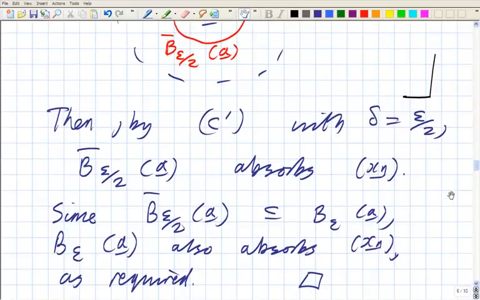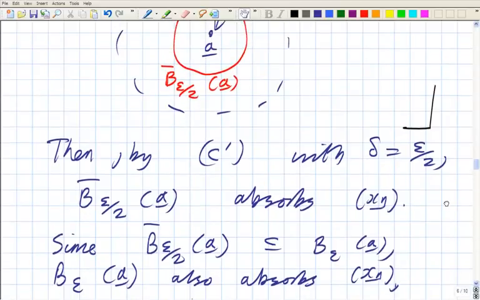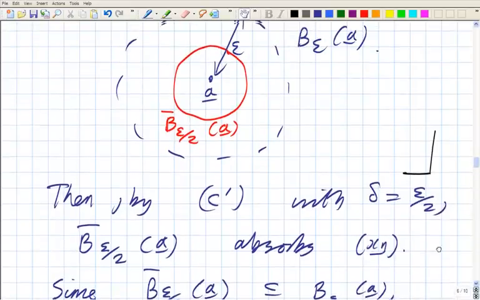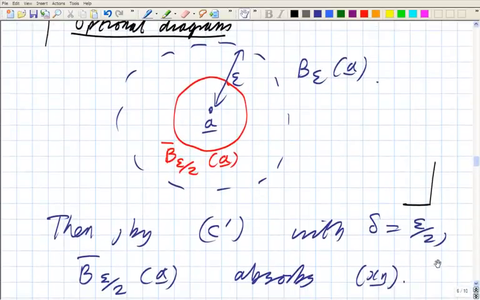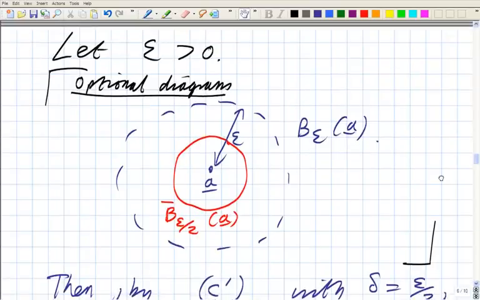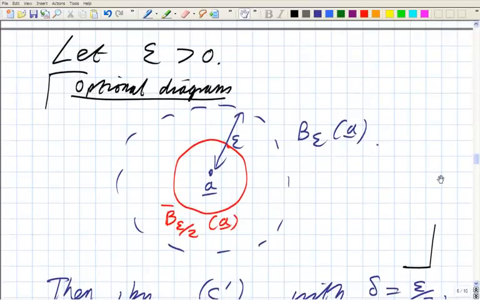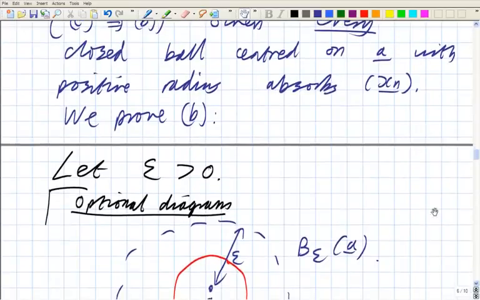Any questions about that proof? Yes? Back up a little bit. How much further up? The optional diagram or a bit further? A bit further? A bit further.